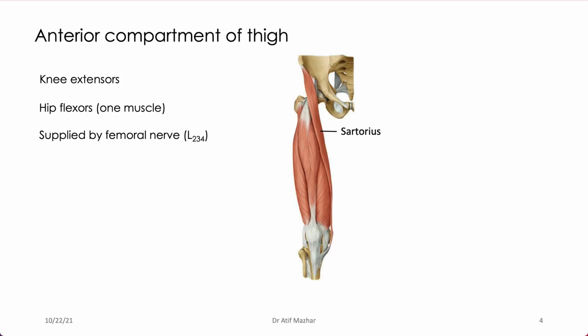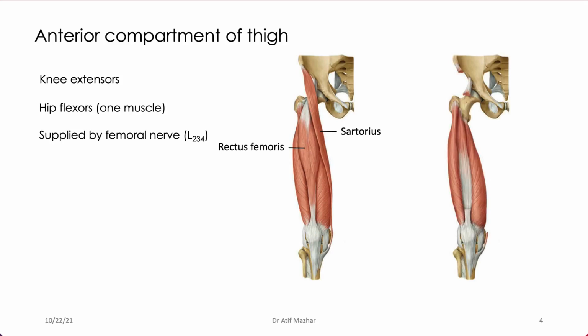So this is my sartorius, and this one in the middle is a straight muscle, that's why we call it rectus femoris. Rectus means straight, and femoris indicates its location, a straight muscle located in my thigh. And then this rectus femoris has been removed, and what we can see underneath is a muscle called vastus intermedius.